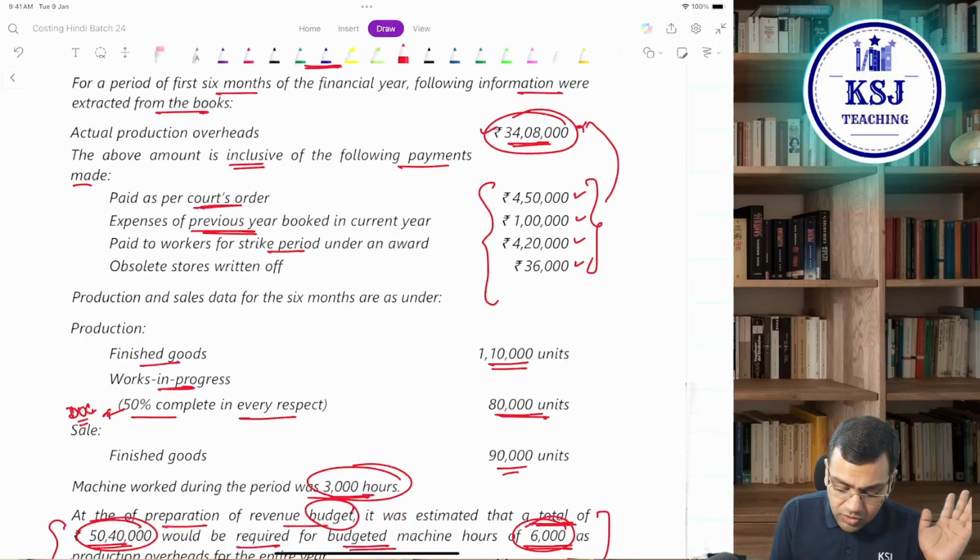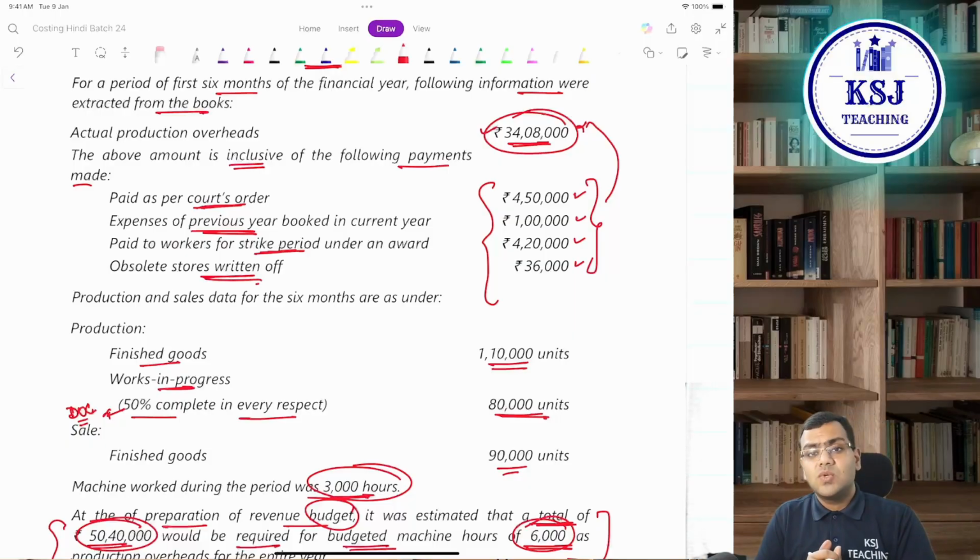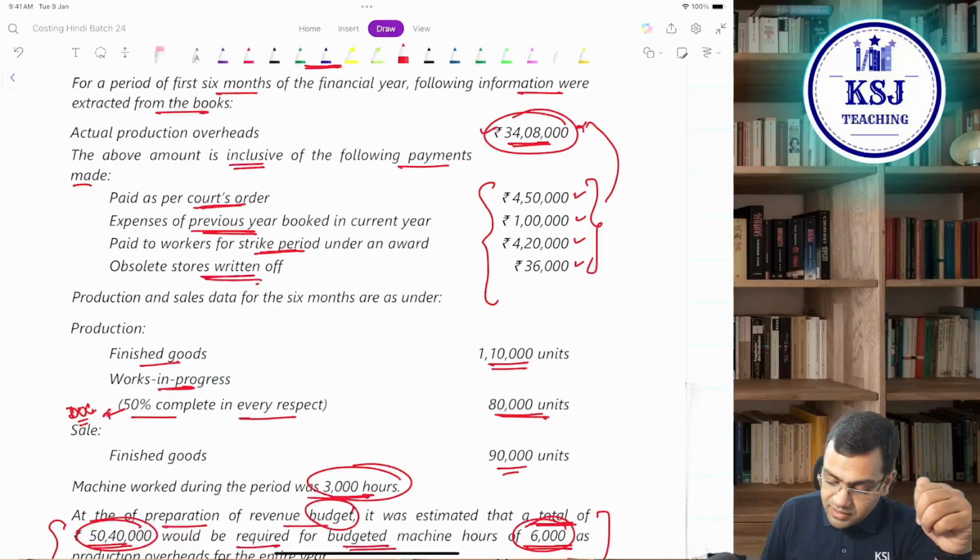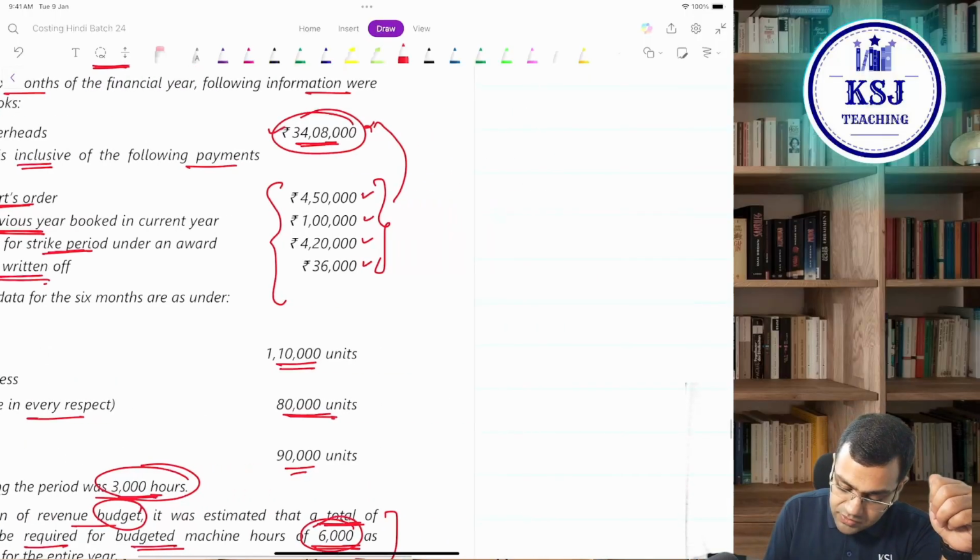Paid as per the court's order for the strike period, obsolete stores written off, all this is what? All this is for abnormal reasons, not for the normal reasons related to your production. Is that clear, everyone? So the actual overheads will be what?